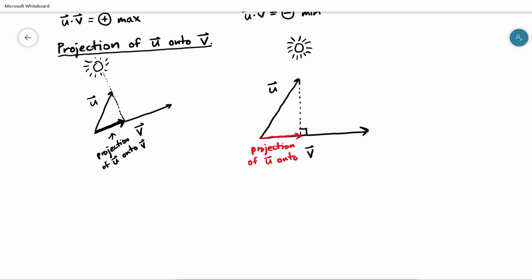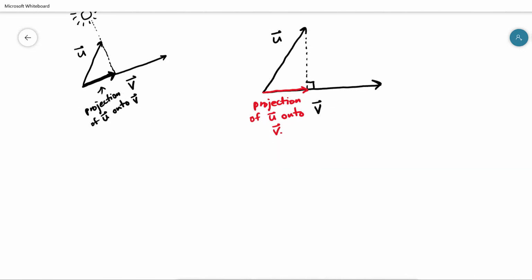I know I basically just recopied the same picture that I drew a minute ago, but maybe this one's a little bit more clear, drawing it more horizontally. Okay, so this is the picture that we're going for. I want to find that vector, the one that I just drew in red. So how do we find that?